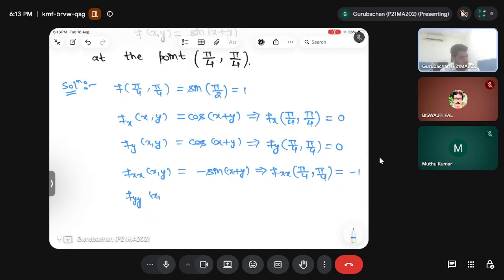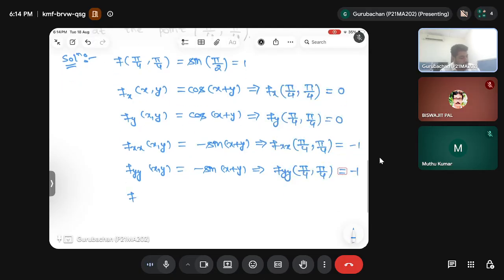F y y minus, so this will be pi by 4 pi by 4, and the last one will be f x y at pi by 4 pi by 4. This will also be like this, and f x y at pi by 4 pi by 4 is equal to minus 1. So we have calculated all the values.